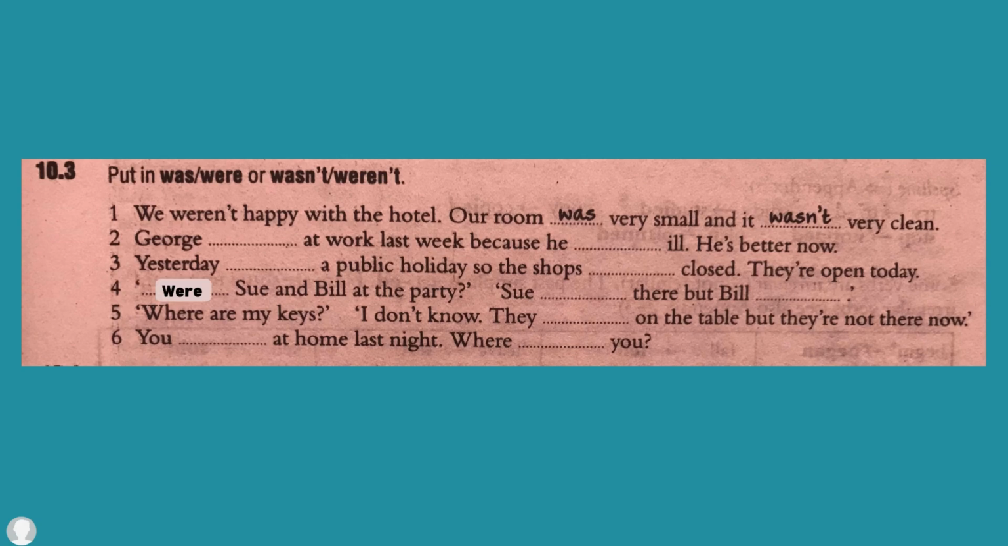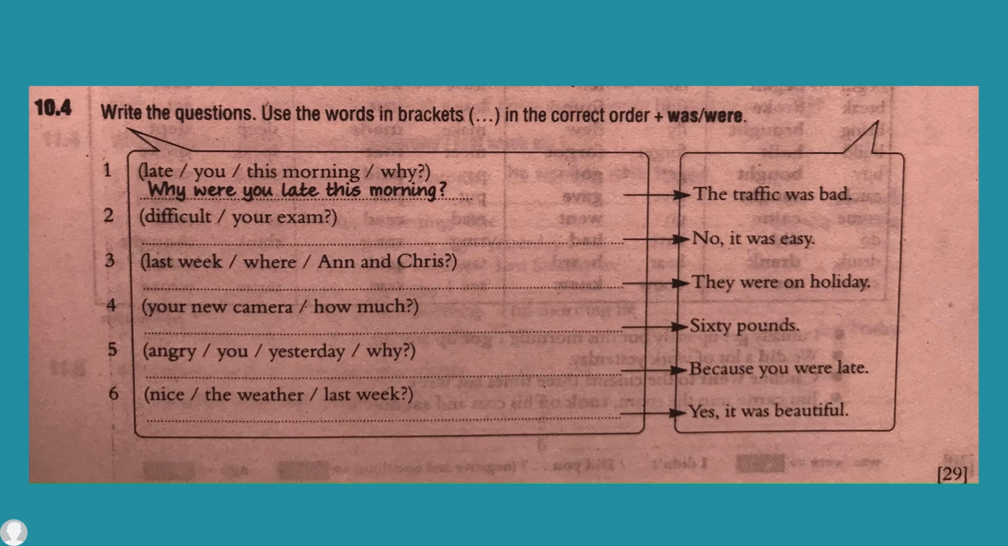Fourth one, were Sue and Bill at the party? Sue was there, but Bill wasn't. Fifth one, where are my keys? I don't know. They were on the table, but they're not there now. Sixth one, you weren't at home last night. Where were you?